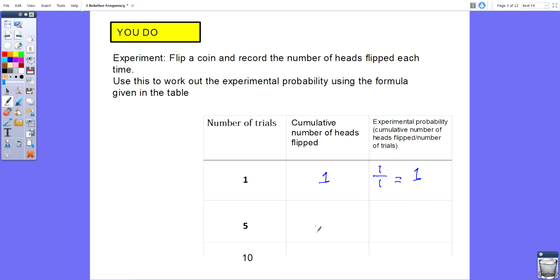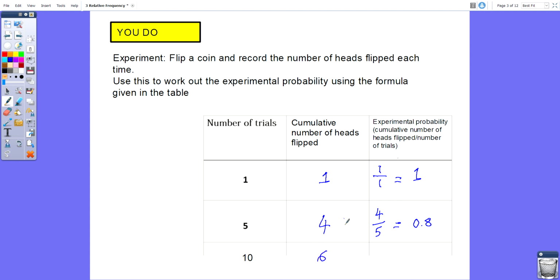Let's say I flipped my coin again and out of 5 trials I actually got 4 lots of heads. Now if I'm rewriting this as a fraction, I get 4 over 5 as my new experimental probability, which is a probability of 0.8. Now I can see that even though this still isn't accurate to my theoretical probability, it's getting closer to what I expect. So it's no longer certain, but it's still saying that getting a head is likely.